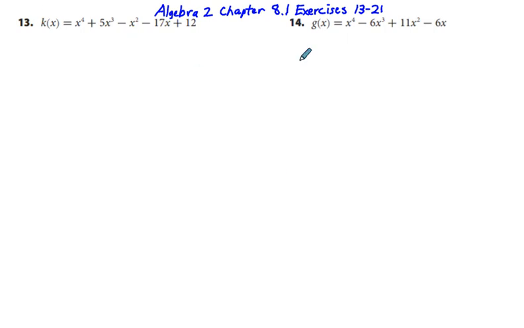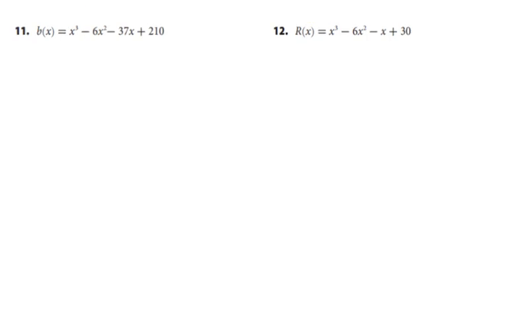Algebra 2, Chapter 8.1, exercises 13 through 21. This set builds upon what we went over in the last video lesson, which shows how to factor cubic functions. I'm going to go back here, just take a look at a couple of those types of problems, 11 and 12, for example.